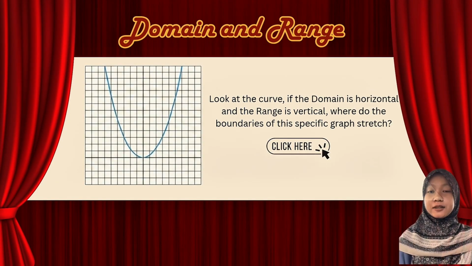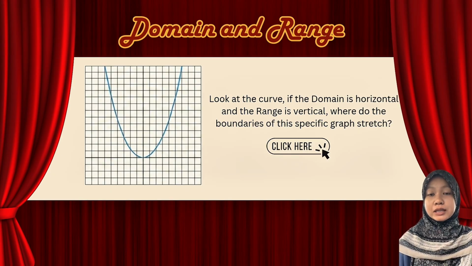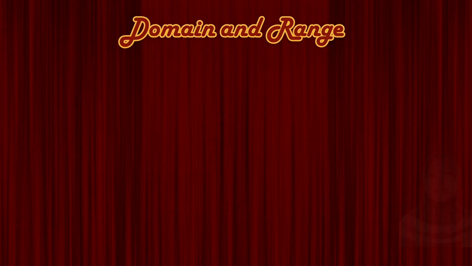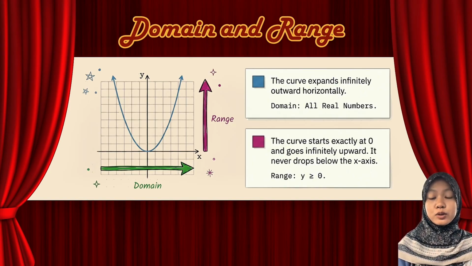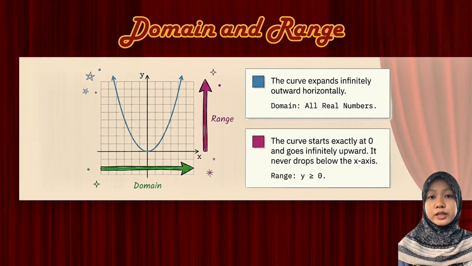Now, look at the curve. If the domain is horizontal and the range is vertical, where do the boundaries of the specific graph stretch? The curve expands infinitely outward horizontally, so the domain is all real numbers, while the range is y more than and equal to 0 because the graph starts from 0 and goes infinitely upward.